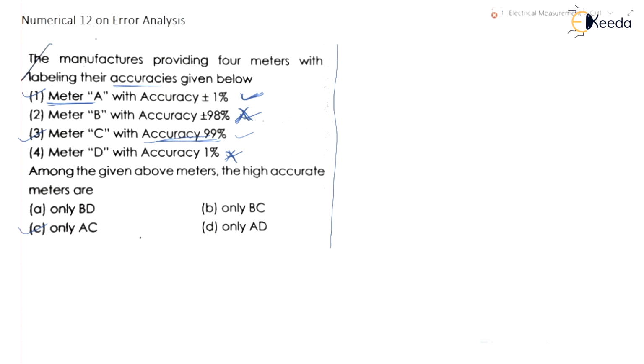And here we have finished chapter number 1. Chapter number 1 is error analysis. We started with the static characteristics, what an error is, types of errors, and discussed numericals. We have also discussed the dynamic characteristics as well. In the next video, we are going to start the second chapter. Thank you.